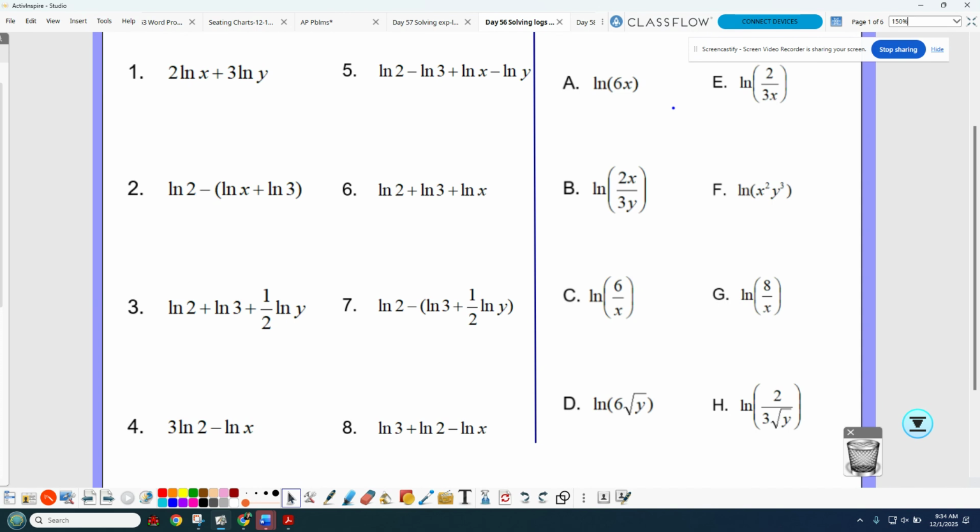So talk about it, think about it, and then agree on answers to put on the whiteboard. Put the numbers 1 through 8 on the whiteboard, and then what letter you think it goes to.